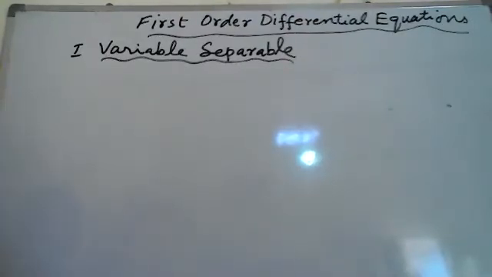So the first type of differential equations are variable separable. So we will separate the variables. One side will be the x variable, the other side will be the y variable. And then we will integrate both the sides to get the answer of y.